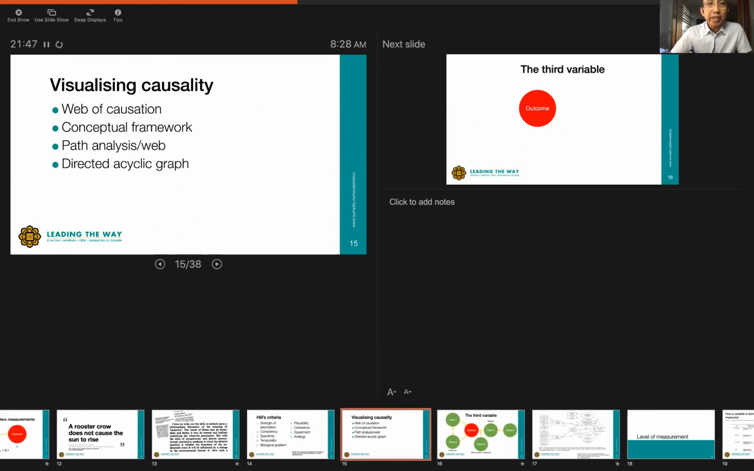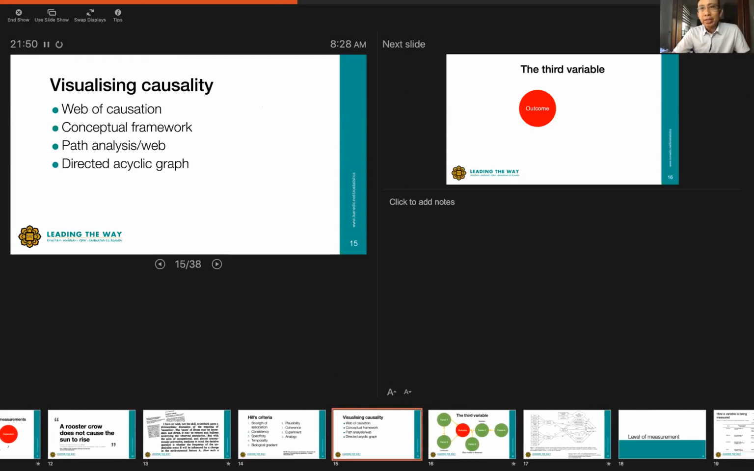With that causality in mind, when you want to do your survey later, it's very important that you are able to visualize the relationship of those variables. We call that visualizing causality. How can you visualize causality? Just draw a bubble chart. There are many names for the bubble chart: a web of causation, conceptual framework, theoretical framework, path analysis, or statistical framework. Or you can use a standard format called a directed acyclic graph.